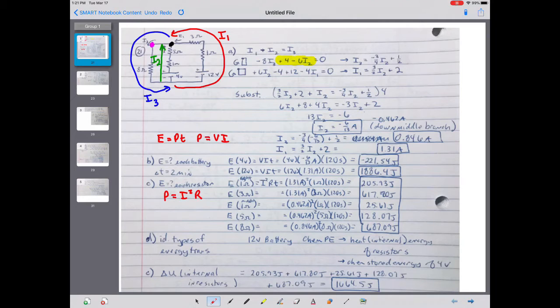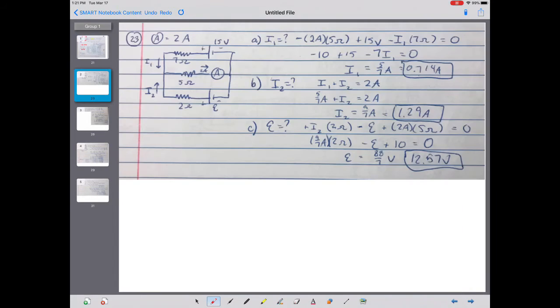Part E, change in internal energy in terms of the batteries. That's just a matter of taking all the energy values that we calculated above for the resistors in part C and adding those values up.